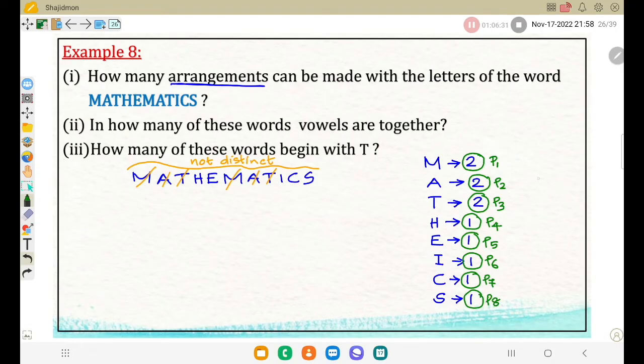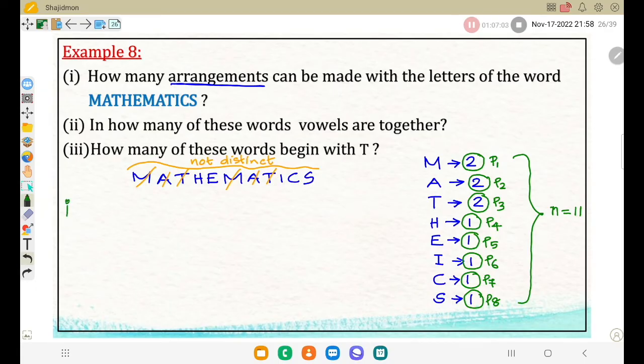8 letters are there, but totally how many times is it coming? You can see 1, 2, 3, 4, 5, 6, 7, 8, 9, 10, 11. Correct? Totally how many letters? 11 letters. N equal to 11. When you add P1 plus P2 plus P3 plus P4 plus P5, P6, P7, P8, all these numbers, you will get 11 totally. 2 plus 2 plus 2, 1 plus 1 plus 1 and so on. N equal to 11. Correct?